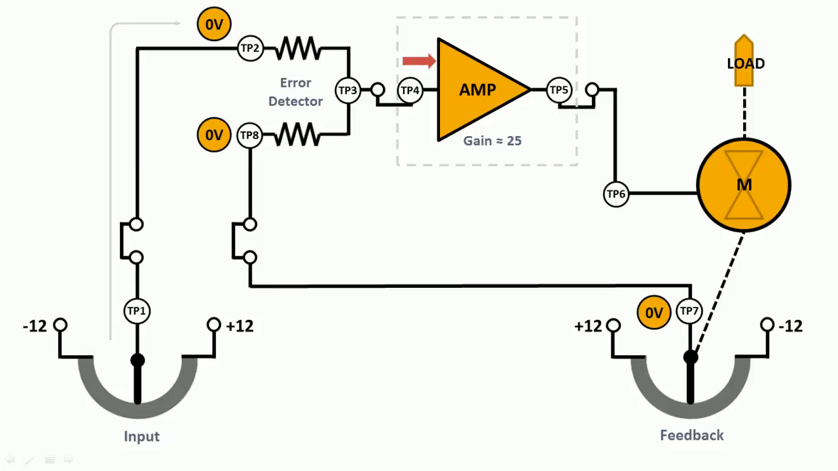Because the feedback potentiometer's wiper is centered, the voltage signal at TP7 and TP8 is 0 volts. With 0 volts applied to TP2 and 0 volts applied to TP8, the output of the error detector at TP3 will be 0 volts. Likewise, the output of the amplifier will be 0, which will be applied at TP5 and TP6. The servo motor will not move from this position until a position difference exists between the input and feedback signal.